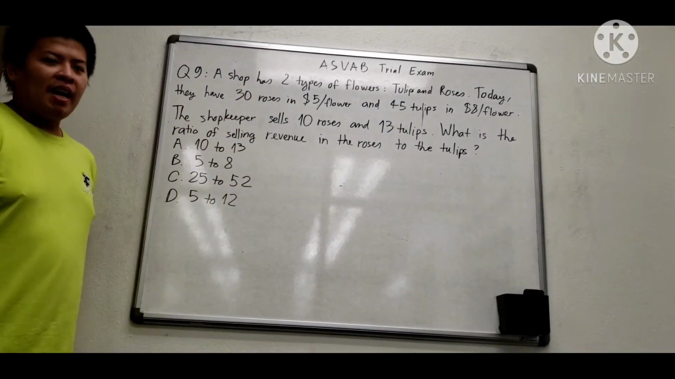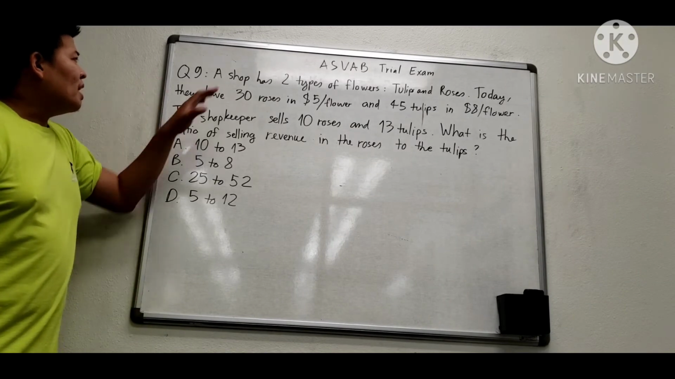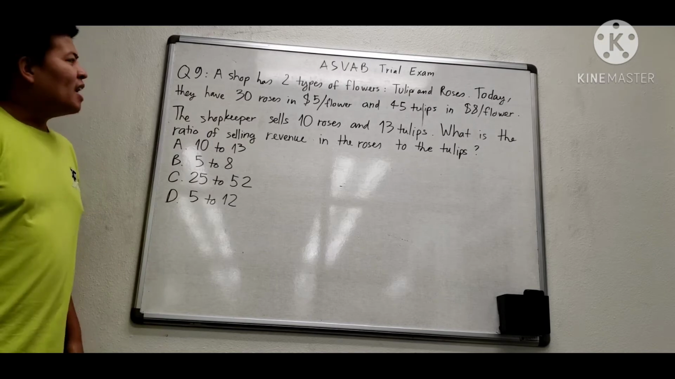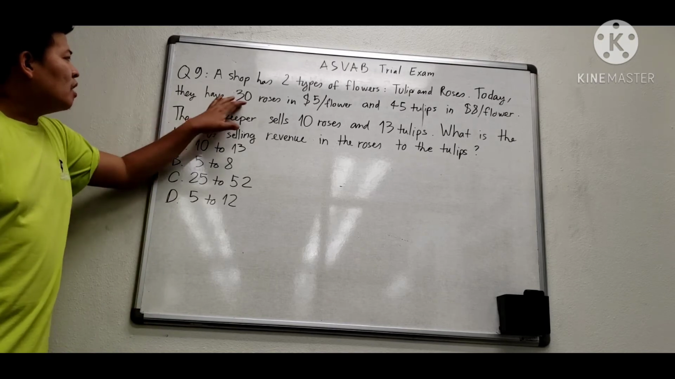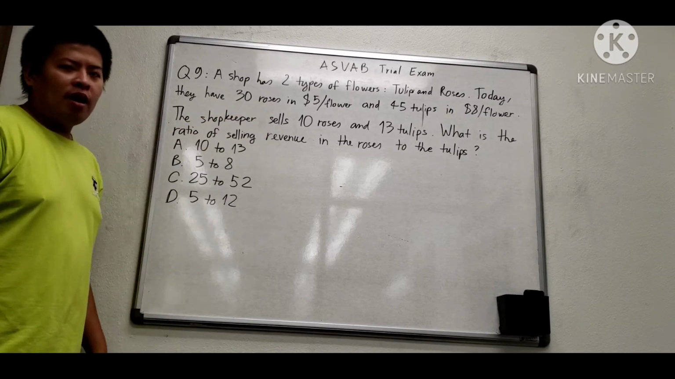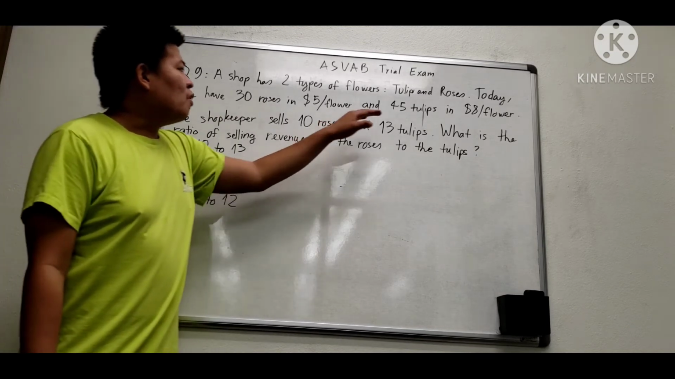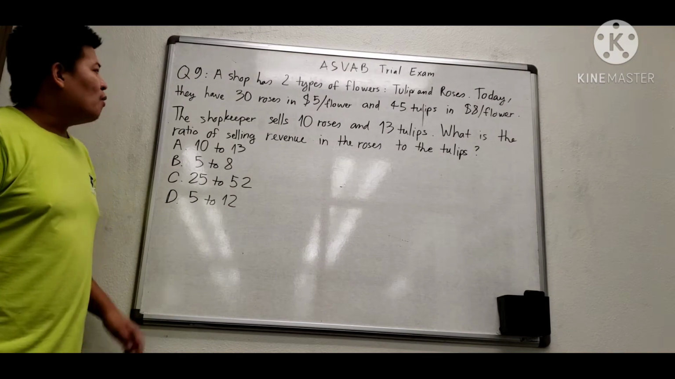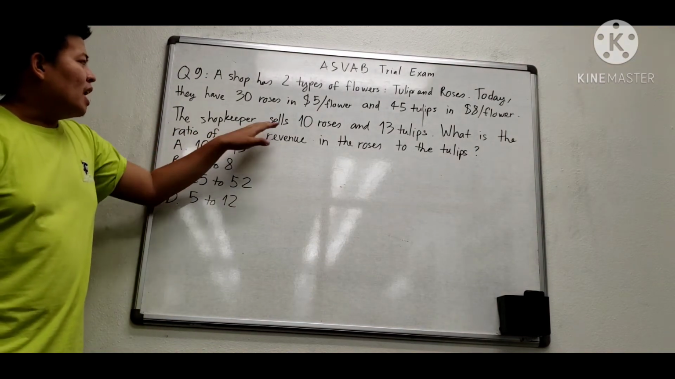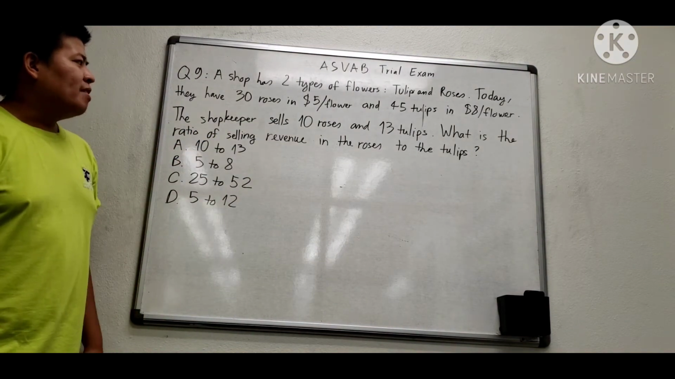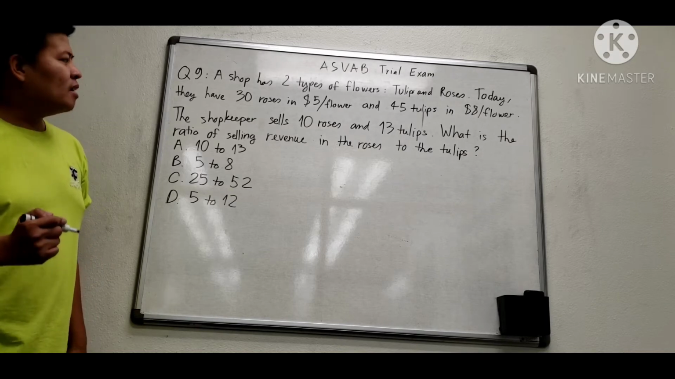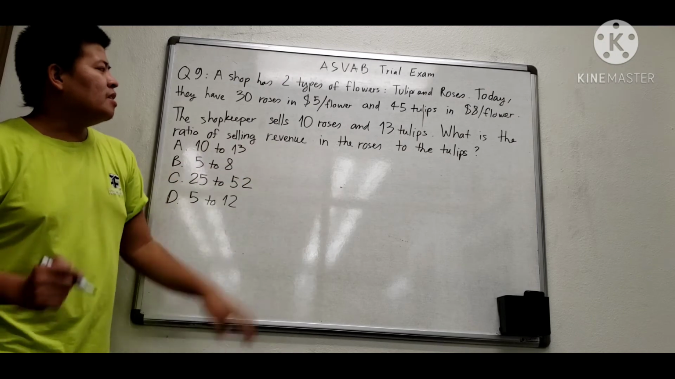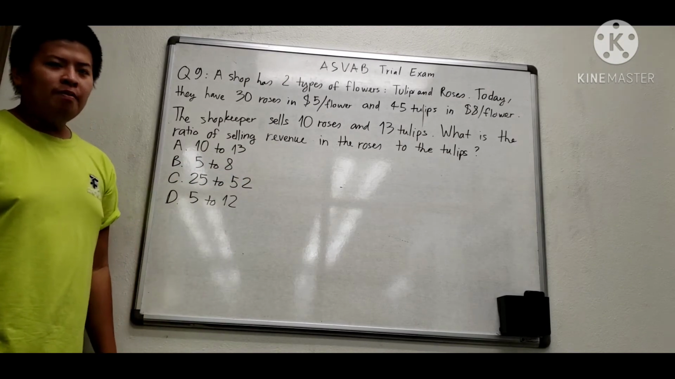So question number 9. A shop has 2 types of flowers, tulips and roses. Today they have 30 roses at $5 per flower and 45 tulips at $8 per flower. The shopkeeper sells 10 roses and 13 tulips. What is the ratio of selling revenue in the rose to the tulips?